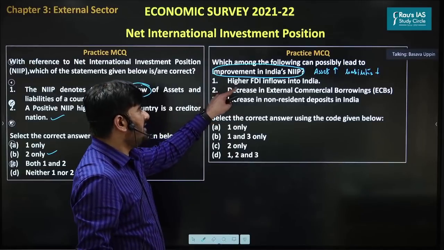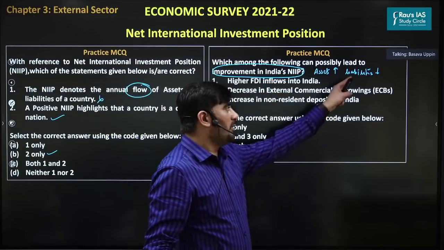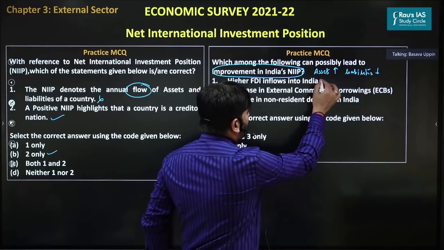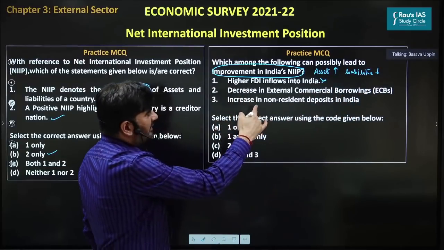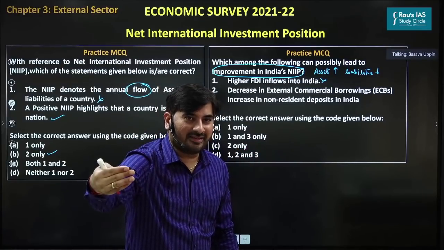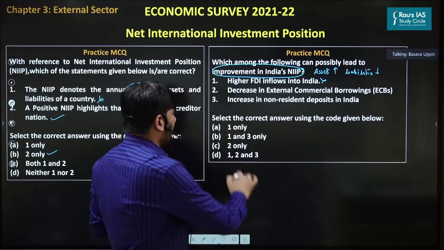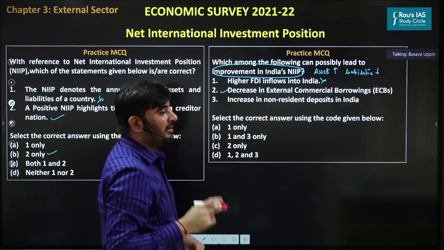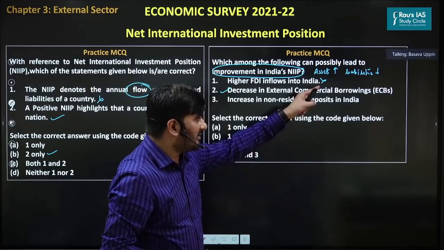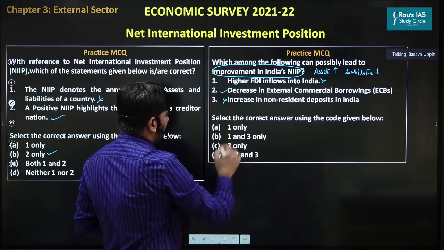Look at the first one. Higher FDI inflows into India. When more FDI is coming into India, what is happening to my liabilities? My external liabilities are increasing, right? So this option is ruled out. Second one is decrease in external commercial borrowings. So when we borrow a smaller amount of money from other countries, can I say my external liabilities are reducing, right? So this option is correct. Increase in non-resident deposits in India. When more people are depositing money in India, my external liabilities will increase. Yes. So the right answer in this particular case should be 2 only.